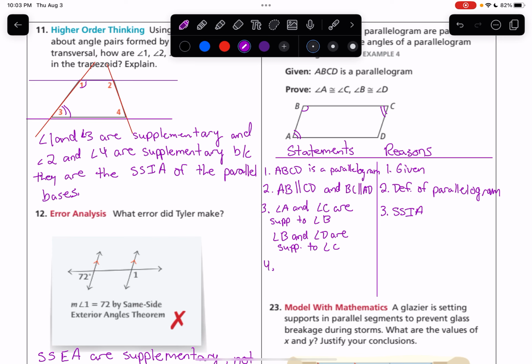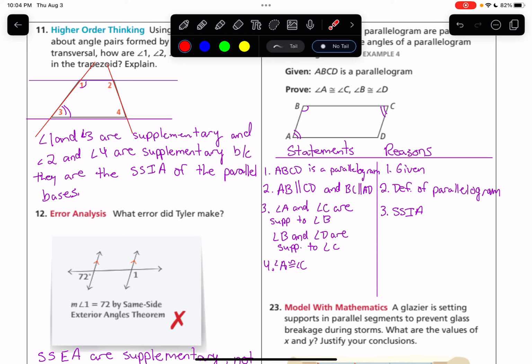Number 4, then once I know that B is supplementary to both A and C, I can say, hey, since I know B is supplementary to A and also C, I know that A is congruent to C because the congruent supplements theorem tells me that if one angle is supplementary to two other angles, then those two other angles must be congruent.